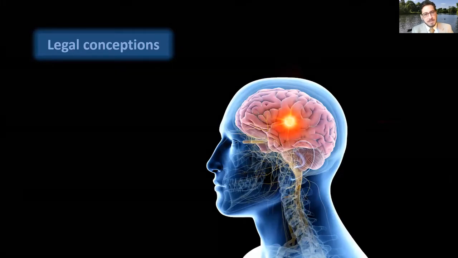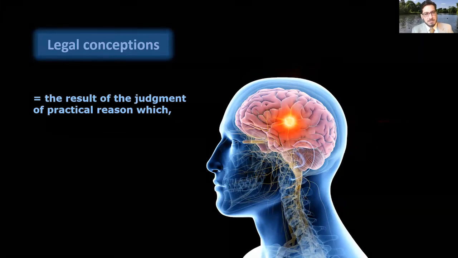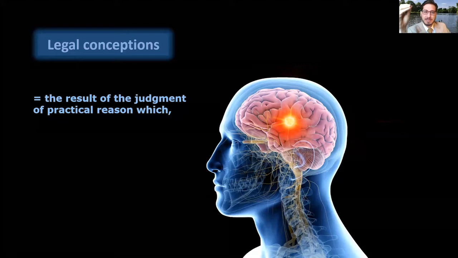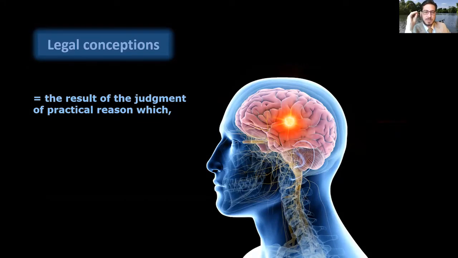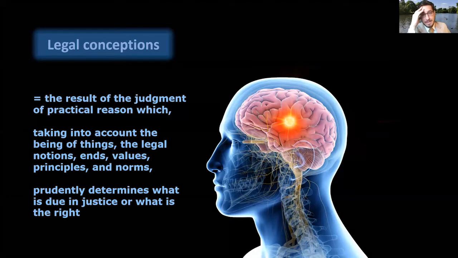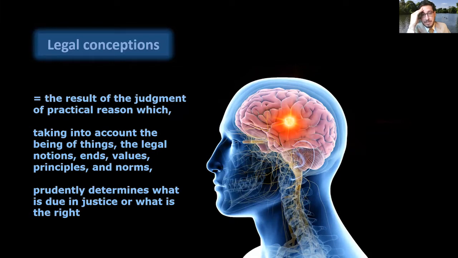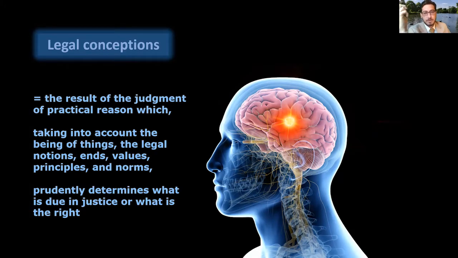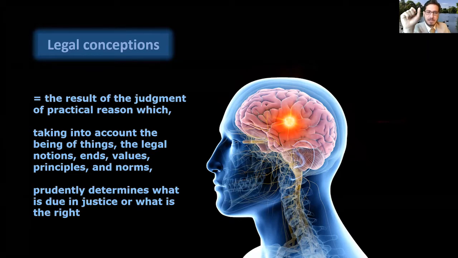Let's talk about legal conceptions. As we say, it's an activity of the intellect. It's the result of the judgment of practical reason. Remember, practical reason is the reason that puts something in practice, that commands the human being what should be done. And legal conception is a result of practical reason that prudently determines what is just, fair, legal. And this is the difference from morality, no? Morality is also part of practical reason, but it prudently determines what is good. In the legal field, the legal conception determines what is just in a specific case.